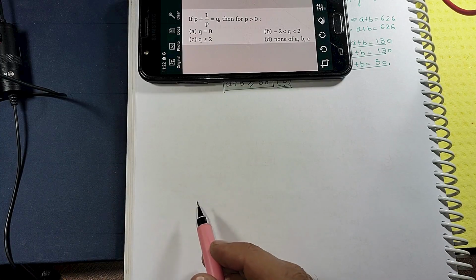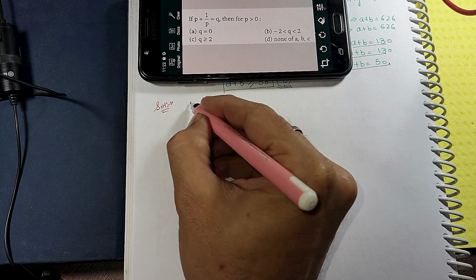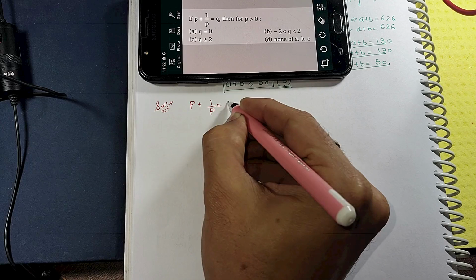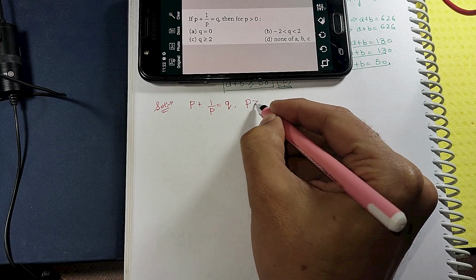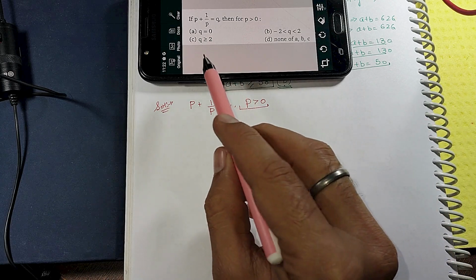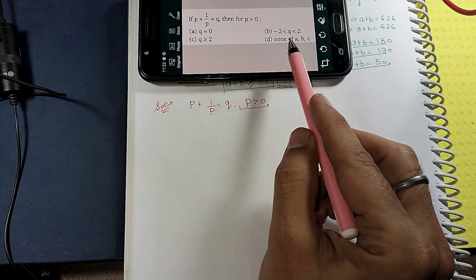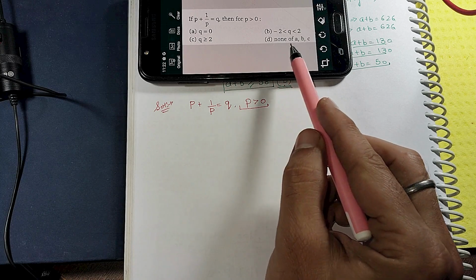If p plus 1 by p is equal to q, so we have been given that p plus 1 by p is equal to q, for p greater than 0. Now we have to find which of the following is true. The options are: q equal to 0, q is greater than minus 2 and less than 2, q is greater than or equal to 2, and none of a, b, c.